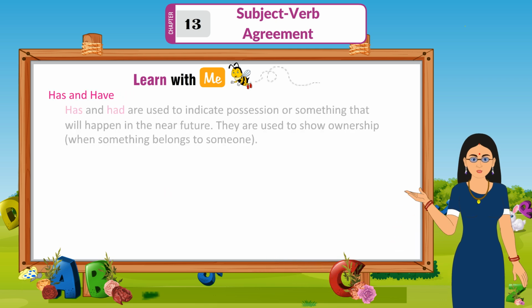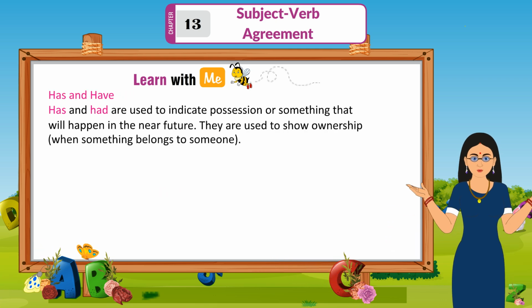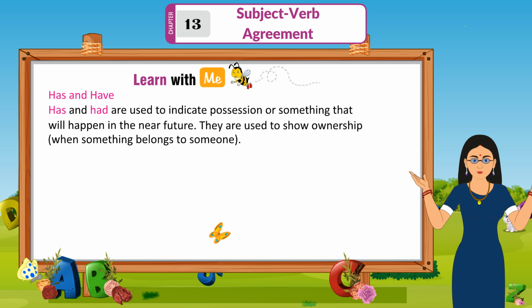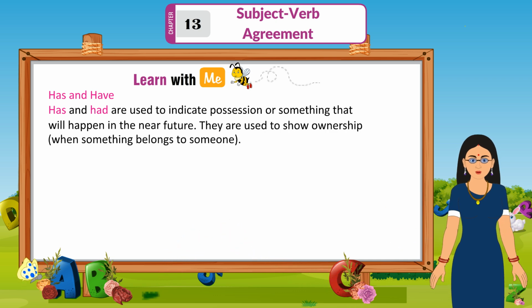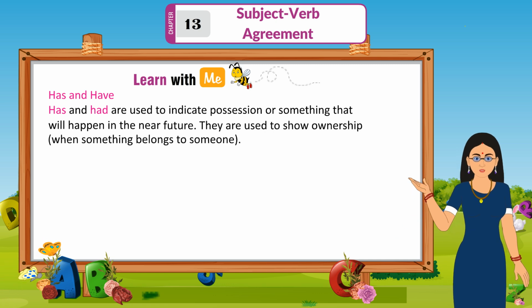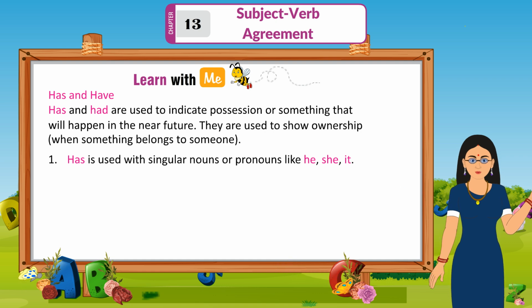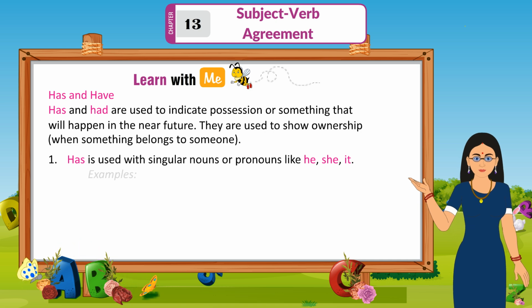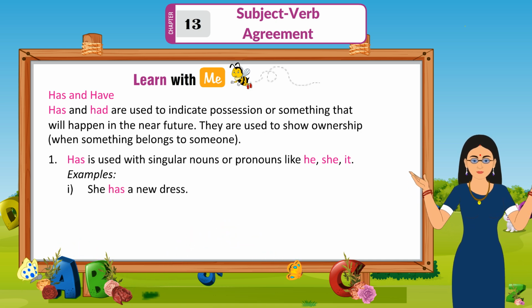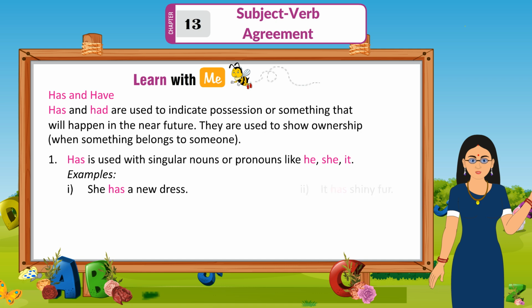Has and have. Has and have are used to indicate possession or something that will happen in the near future. They are used to show ownership when something belongs to someone. 1. Has is used with singular nouns or pronouns like he, she, it. For example, she has a new dress.